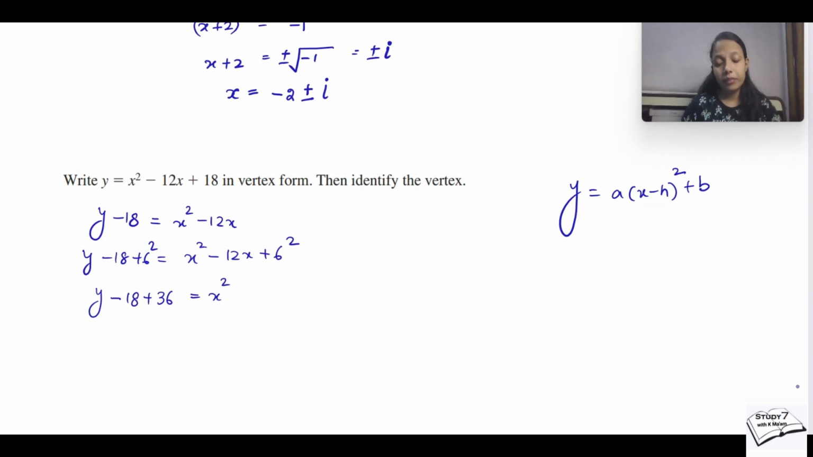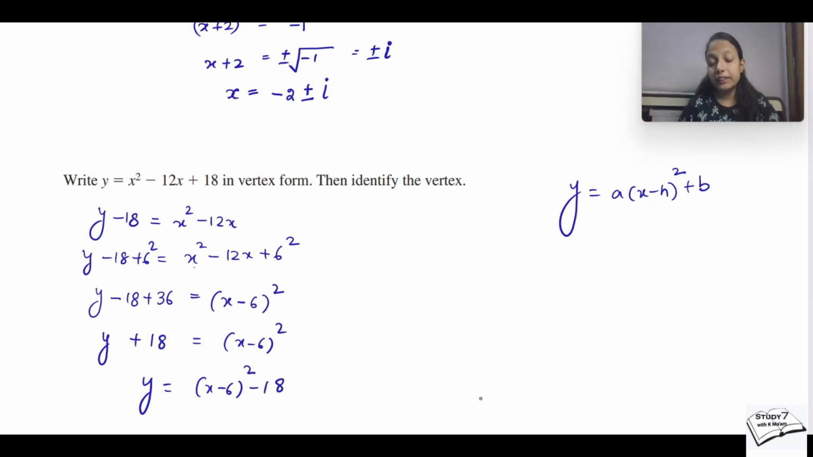x square. Or you can directly write, what is this? a square minus 2ab plus b square. So a minus b whole square. And this is y plus 18. So can you rewrite it? It is (x plus 6) whole square minus 18. So what is the vertex? Vertex is 6 comma negative 8. Done?